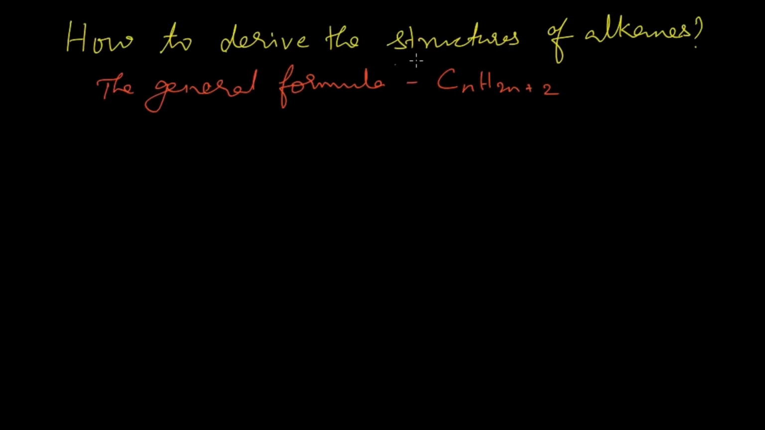How to derive the structures of alkanes? We know that the general formula for alkanes is CnH2n+2. Now substitute n equal to 1 in this formula. C1H(2 into 1 plus 2). Therefore C1H(2+2), that is C1H4. That is 1 carbon, 4 valency, so it should have 4 bonds. So CH4. The compound is CH4.